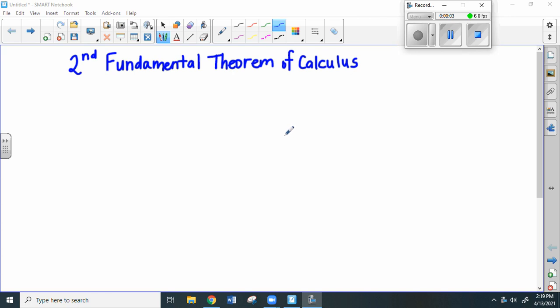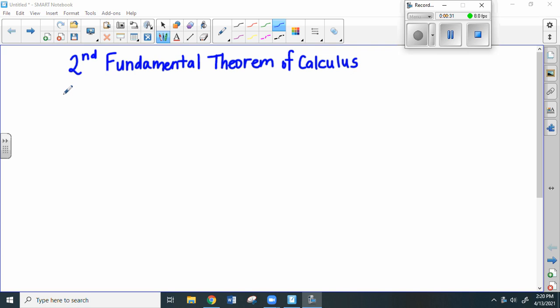Good afternoon, gentlemen. In today's lesson, we are going to look at the second fundamental theorem of calculus, and we're going to talk about why it's important, and I'm going to show you how it works, and give you some examples, and then I have created a Delta Math assignment that will allow you to practice some of this.